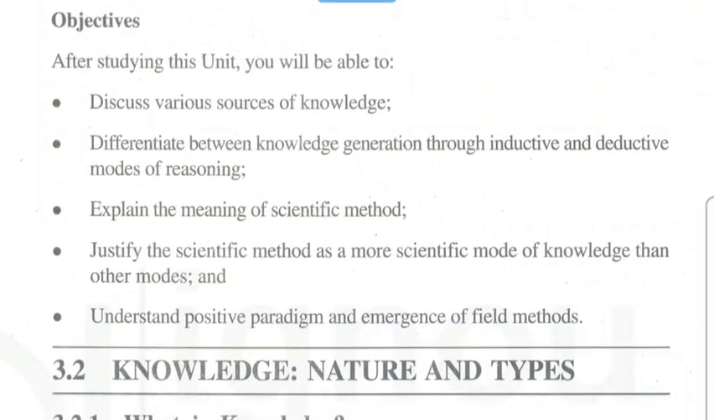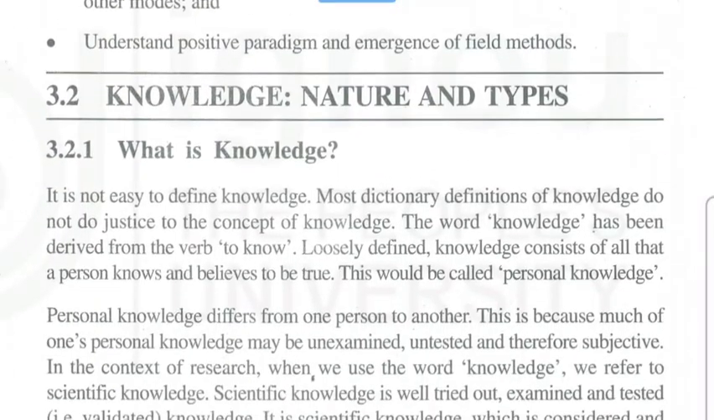Objectives. After studying this unit, you will be able to discuss various sources of knowledge, differentiate between knowledge generation through inductive and deductive modes of reasoning, explain the meaning of the scientific method, justify the scientific method as a more scientific mode of knowledge than other modes, and understand the positivistic paradigm and the emergence of field methods.